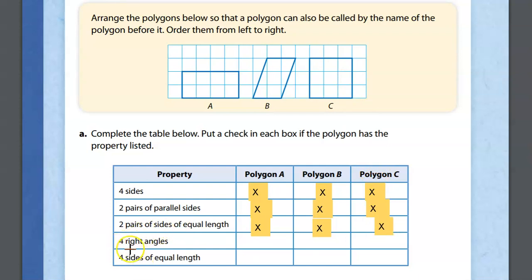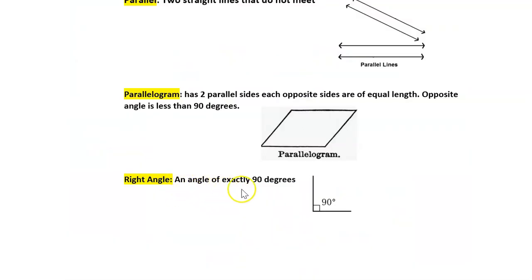Now our next descriptor, 4 right angles. So let's look back at our vocabulary, which you should have written down. A right angle. So a right angle is an angle of exactly 90 degrees. And this is what a right angle should look like. So let's look back at our shapes to see which polygon has right angles.